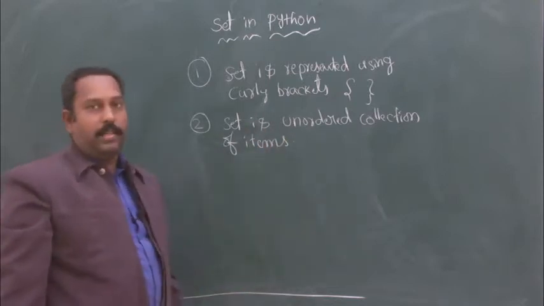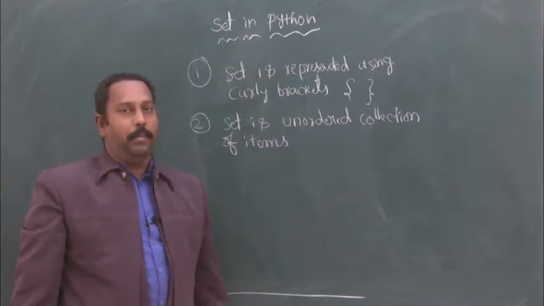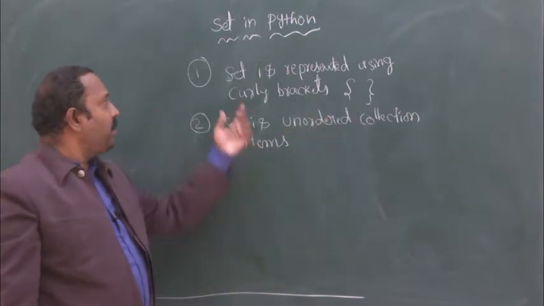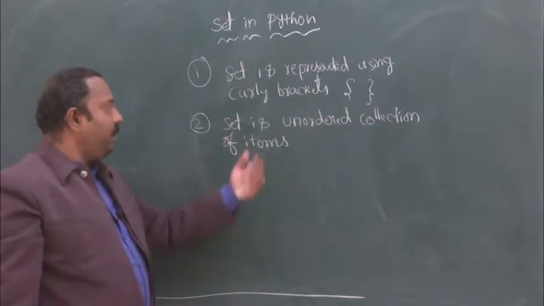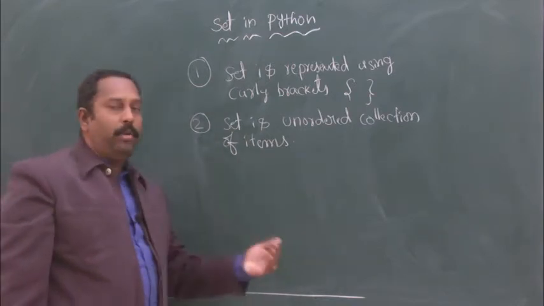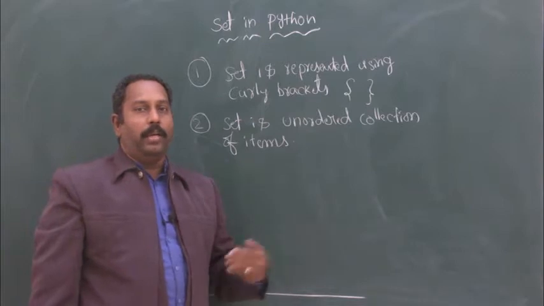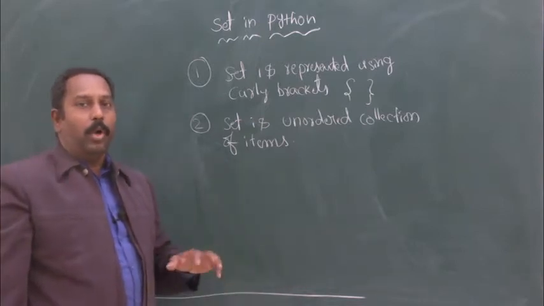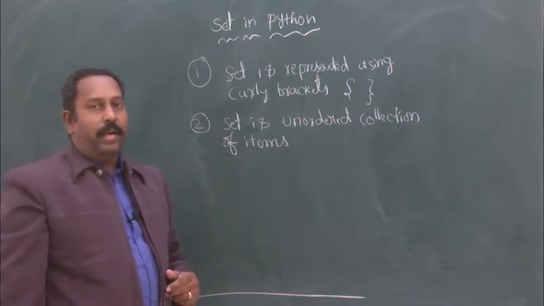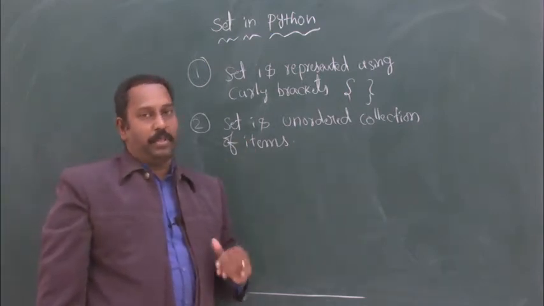The first one is a set is represented using curly brackets. So these are the brackets we have used to represent set in Python. And set is an unordered collection of items. That means in which way you have inserted the elements, you may not get the output in the same order. The order may change. That's why it is unordered collection of items. So insertion order is not preserved.